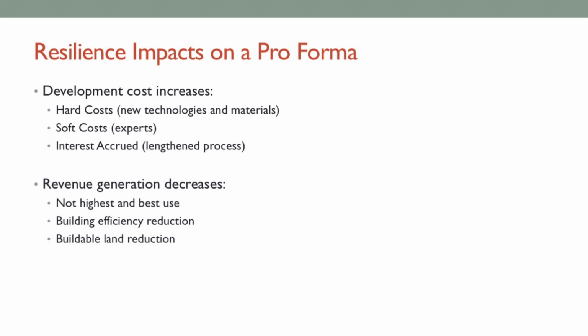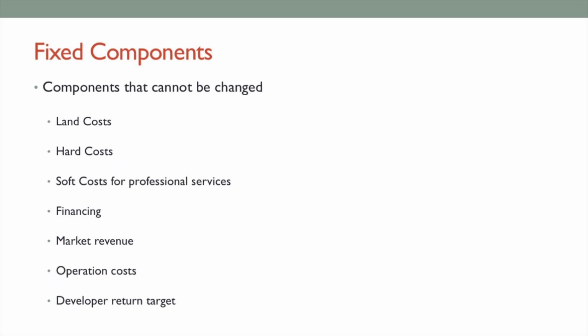And revenue generation may decrease. It's not the highest and best use. As I said, we're talking about long-term development that will encourage a nice mix of uses that may not necessarily meet the highest and best use. Building efficiency might reduce the revenue generating potential of the site. And buildable land reduction may occur as well if we start taking parts of the site, basically hiving it off to preserve for environmental reasons. So I'm going to go really quickly through this. So we're looking at how can we impact on the planning side, how can you impact a developer's return?